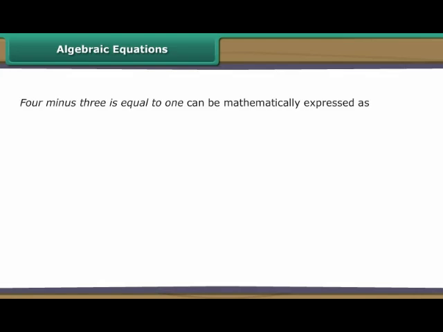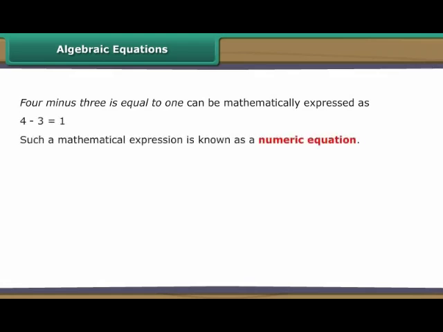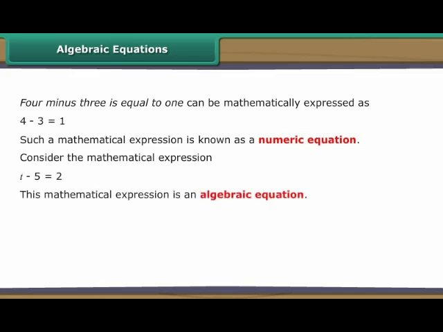Algebraic equations. Consider a statement like this. 4 minus 3 is equal to 1. It can be mathematically expressed as 4 minus 3 equals 1. Such a mathematical expression is known as a numeric equation. Now consider the mathematical expression t minus 5 is equal to 2. This mathematical expression is an algebraic equation. An algebraic equation has one or more variables.